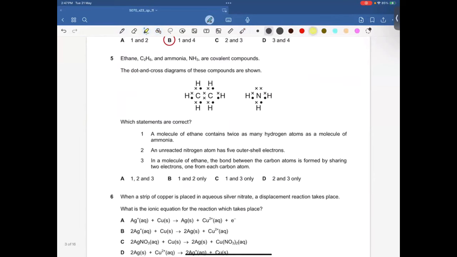Let's do question number 5. Ethane, C2H6, and ammonia are covalent compounds. The dot and cross diagram of these compounds are shown. See, we have single bond between these two carbon atoms. We have single bond between nitrogen and hydrogen. Okay. Which statements are correct? A molecule of ethane contains twice as many hydrogen atoms as the molecule of ammonia. That's absolutely perfect, because we have 6 hydrogen atoms in ethane. We have 3 hydrogen atoms in ammonia, which means with respect to ammonia, ethane has twice the number of hydrogen atoms as a molecule of ammonia.